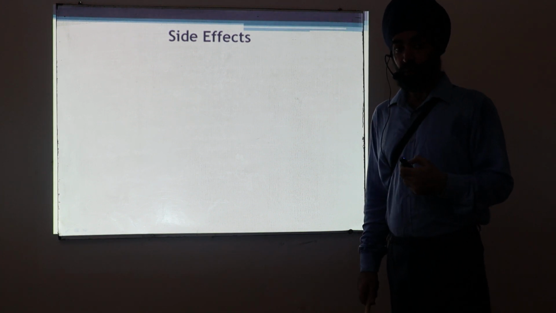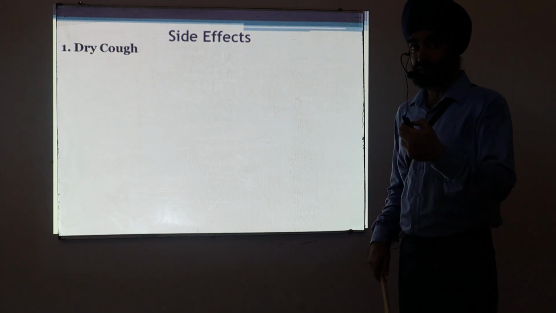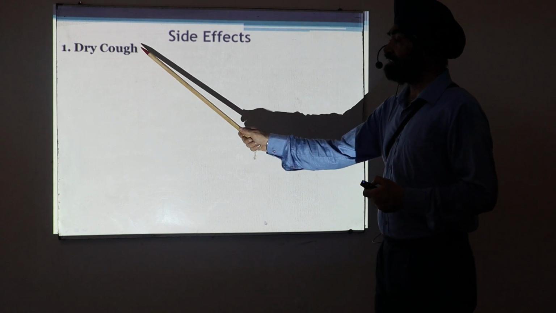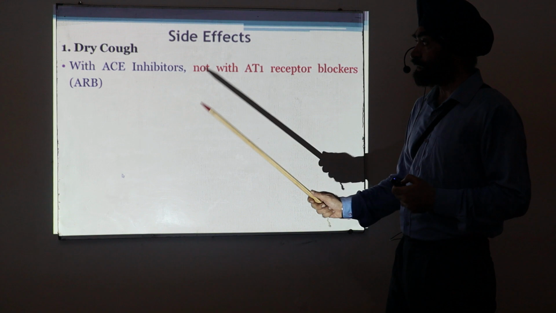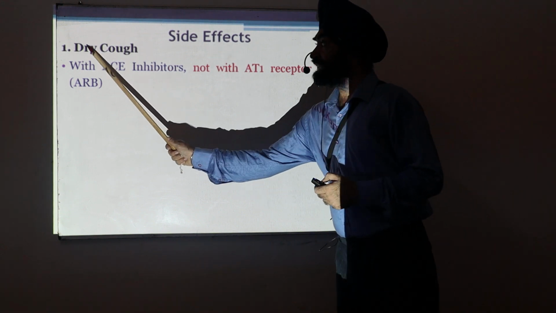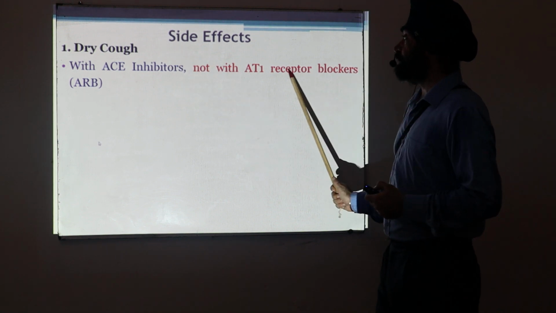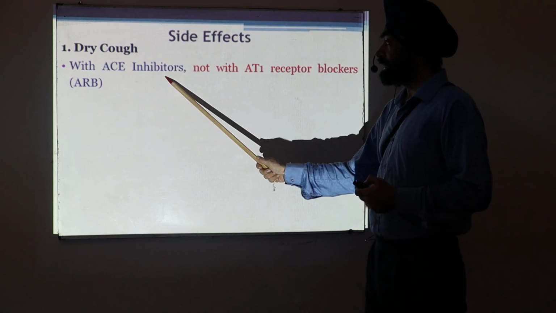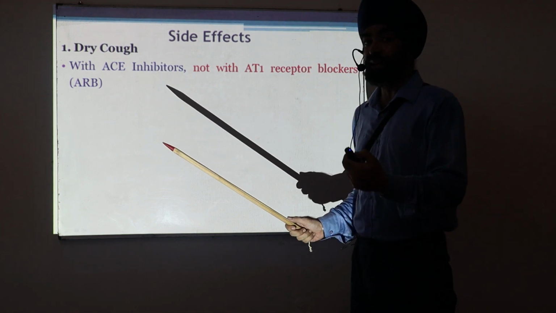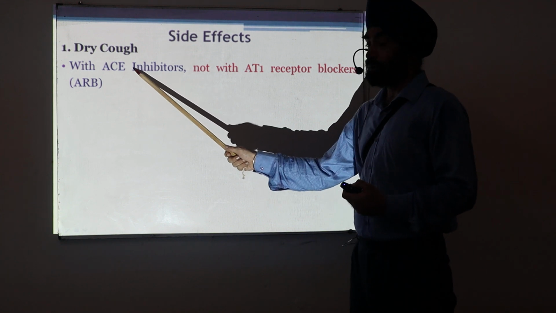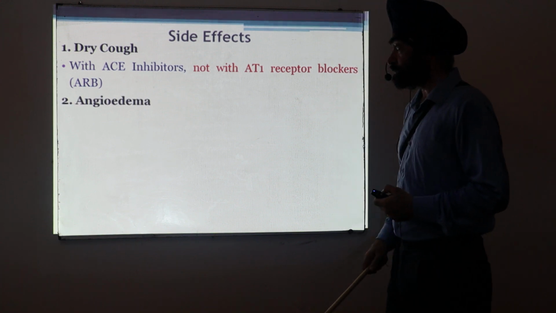Coming down to the side effects. Uses are very important, as well as side effects of these drugs. I will discuss side effects one by one. Dry cough is a very important side effect. Now you have to differentiate: this side effect is with ACE inhibitors, not with the AT1 receptor blocker. I will discuss at the end why. So remember, with ACE, not AT1. That means if the person is having a dry cough, you can use an AT1 receptor blocker instead of an ACE inhibitor.